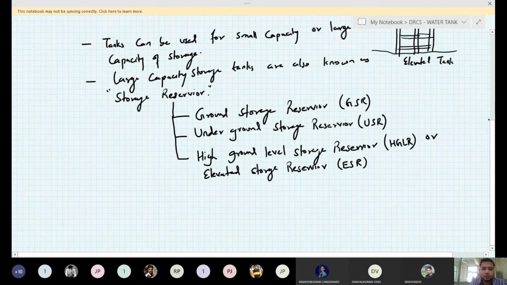we'll now see the codal provisions related to the water tanks. So I'm sharing my screen.